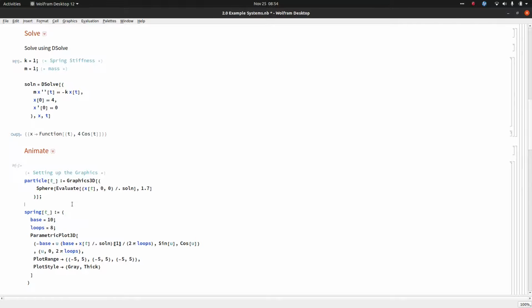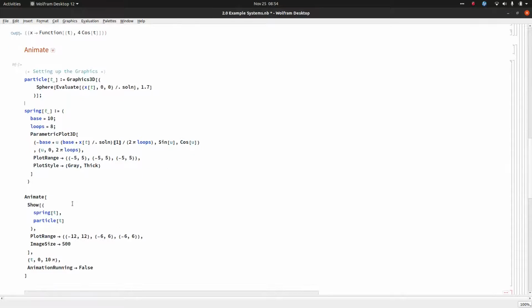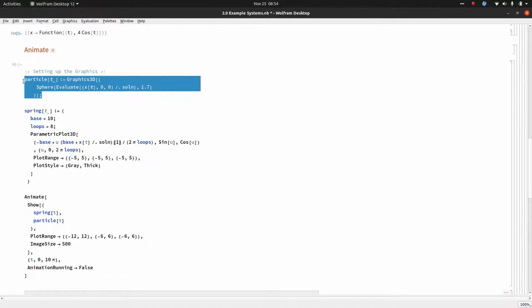We can now run the graphics for this, which here I am not going to go through in detail all of the commands, but I'll leave this up so that you can see it, pause the video, and try to copy it on your own. But we're going to define a few functions, one of which is going to be a particle, which in this case is going to be the ball. That's our mass.